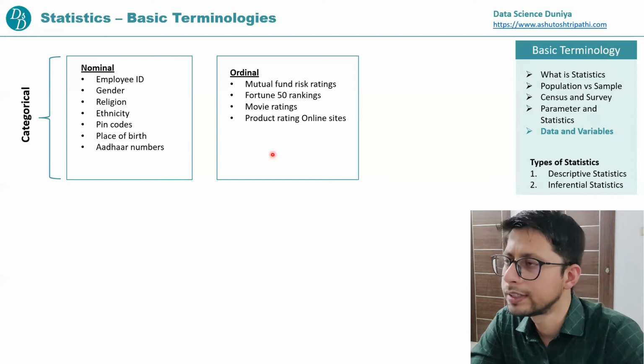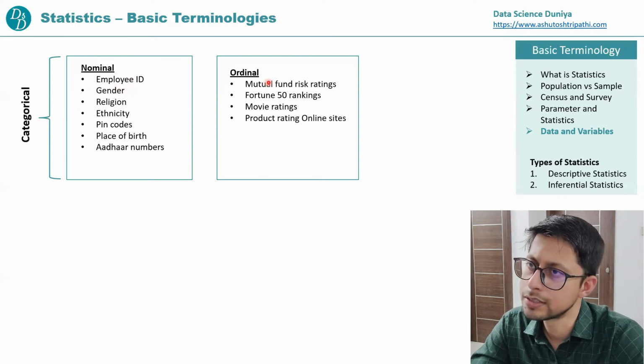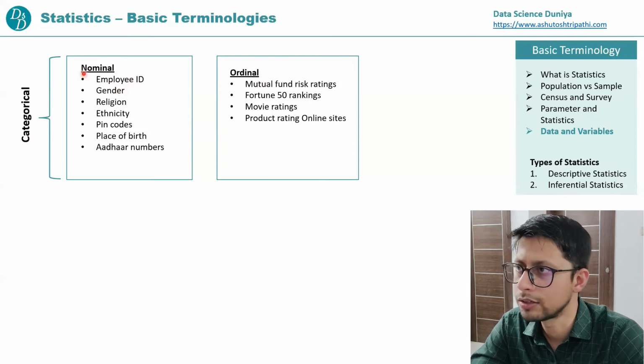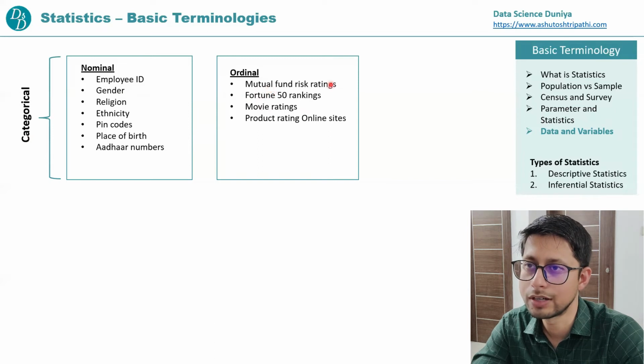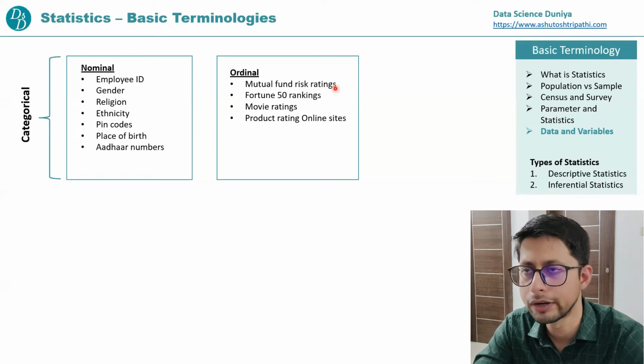So let's further divide the categorical column into nominal and ordinal. First let's understand what is ordinal, and then you can understand what is nominal. Ordinal means there is some ranking, some order. For example, mutual fund risk rating. There will be some limited ratings, maybe 1 to 5 or 1 to 10, and there will be an order. 1 may be the lowest rank and 10 the highest, or it could be reverse, 1 higher and 10 lower, but there will be some order.